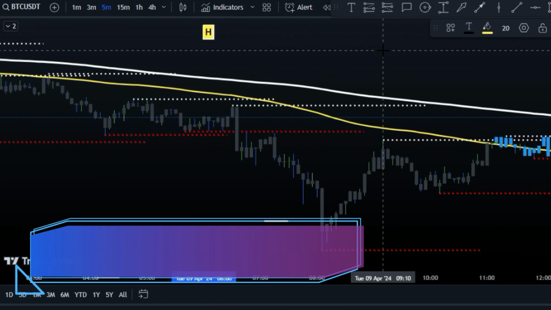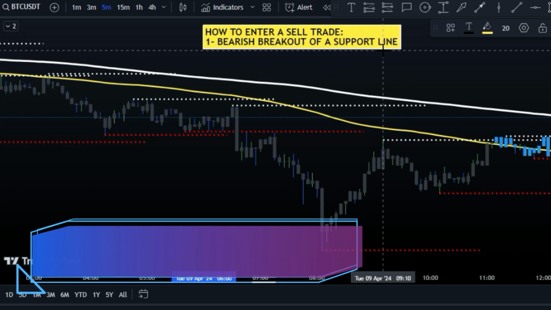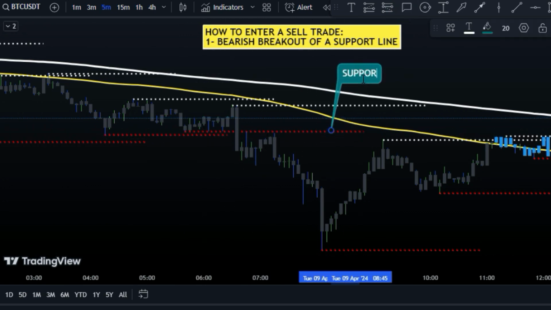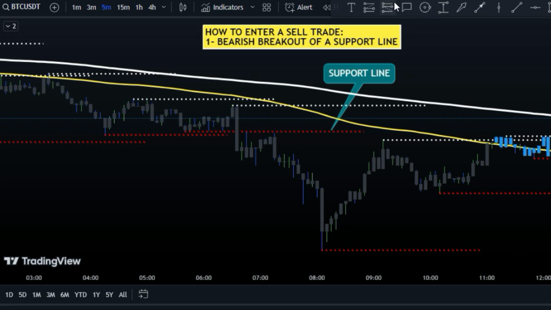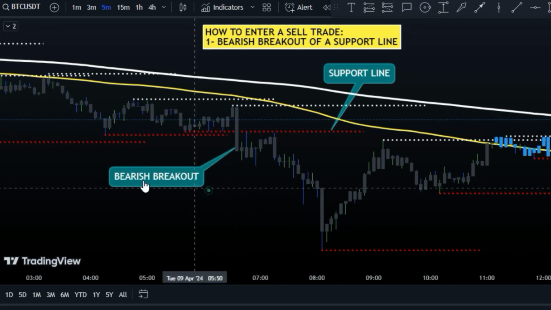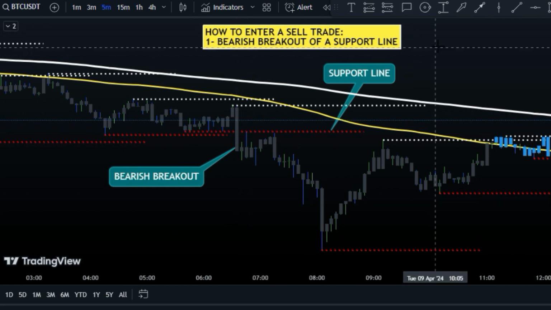And now let's delve into the sell trade rules using our two indicators, which together form a reliable strategy for identifying genuine breakouts while keeping you aligned with the prevailing market trend. To initiate a sell trade, first be on the lookout for a bearish breakout from a support level, signaled by the price action crossing below the red dots on the Higher High Lower Low indicator.